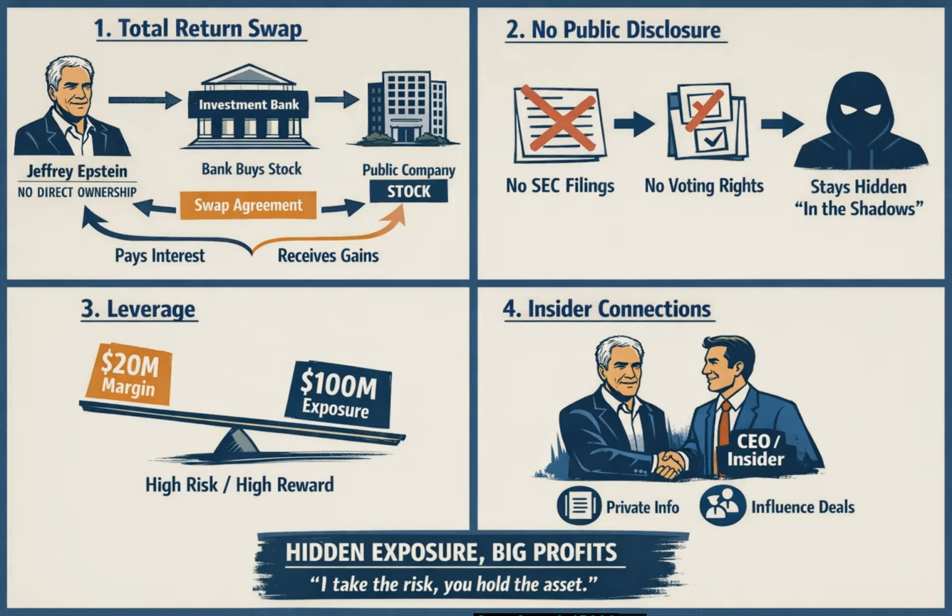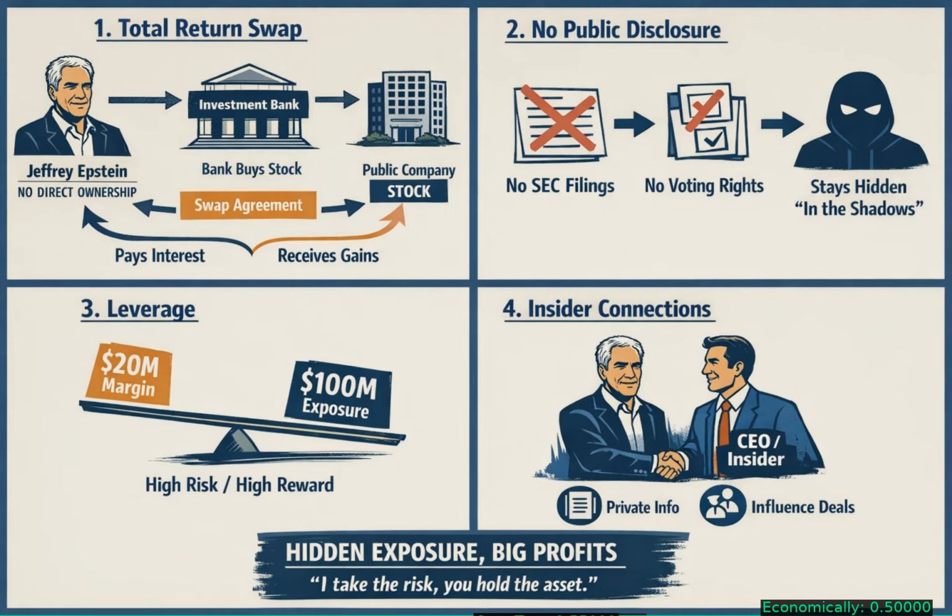Step 1: a swap agreement instead of stock ownership. Epstein does not buy shares. Instead, he enters a total return swap, or TRS, with a bank. The bank buys and holds the stock on its own balance sheet. Epstein agrees to pay the bank a financing rate, for example, LIBOR or SOFR, plus a spread, and in return, he receives all the economic performance of the stock, price appreciation, and dividends. Economically, he wins or loses exactly as if he owned the shares. Legally, he owns nothing.